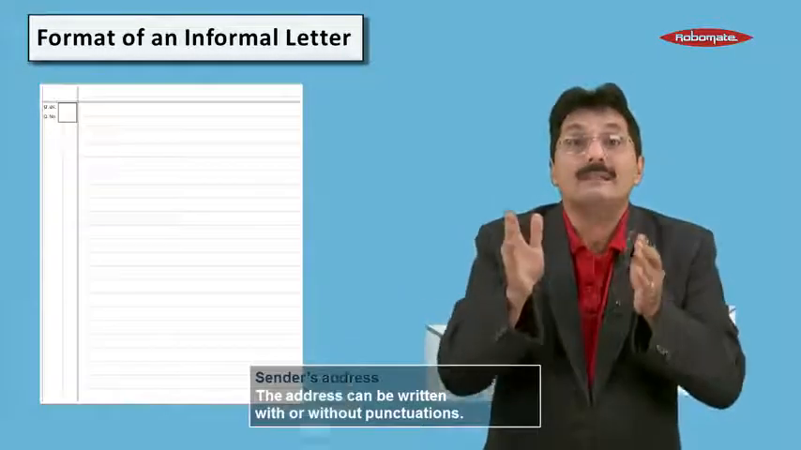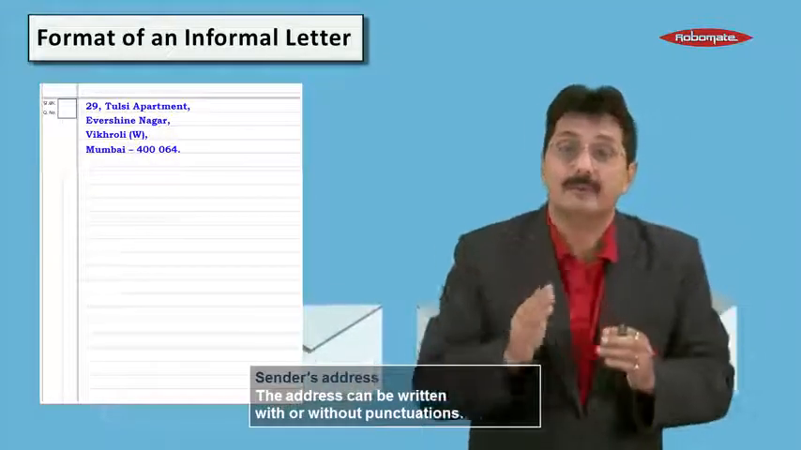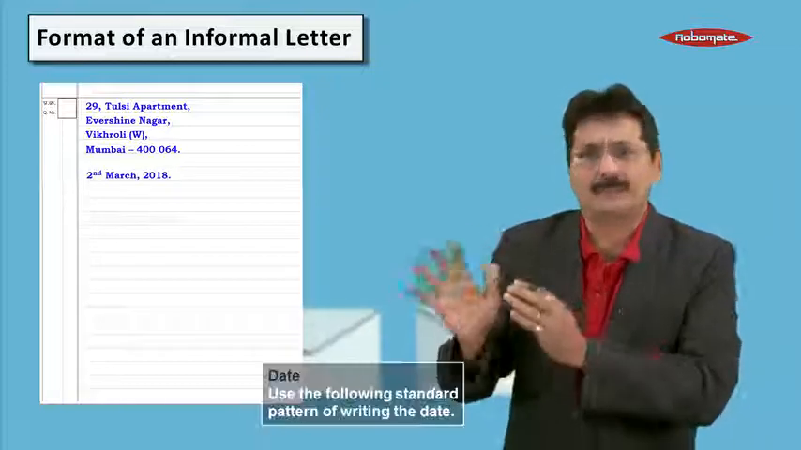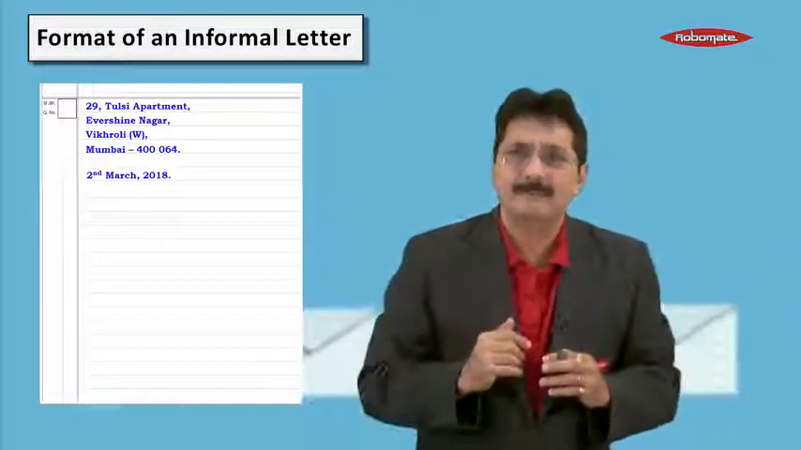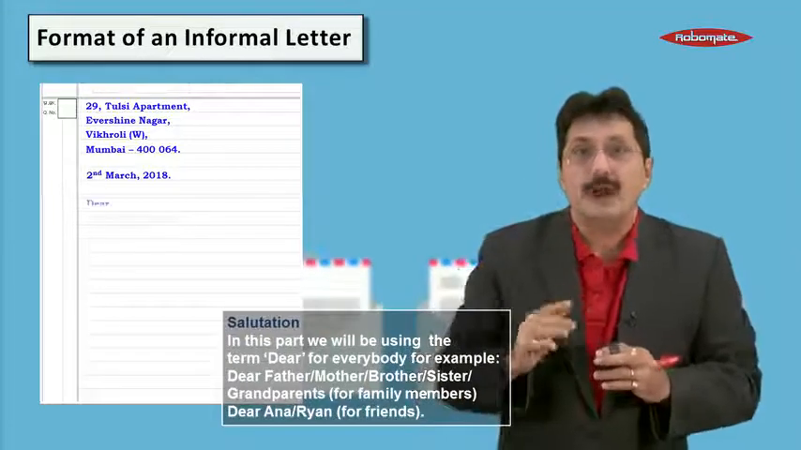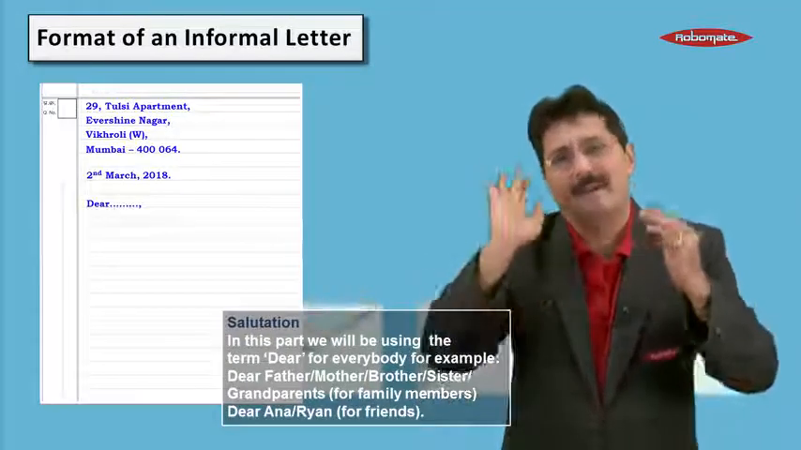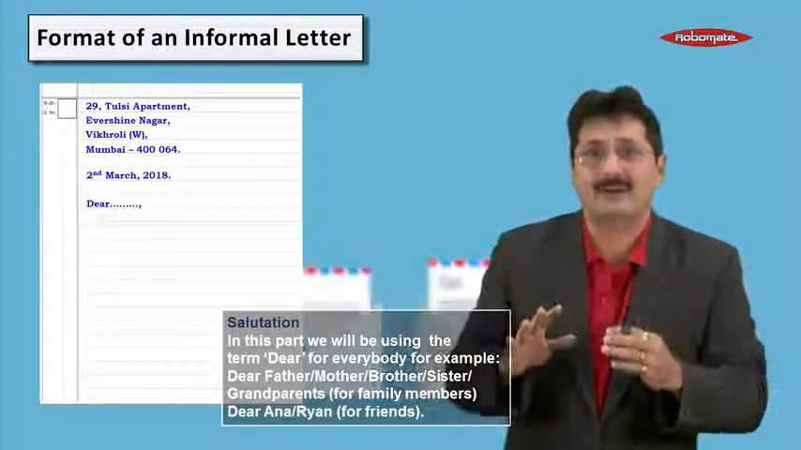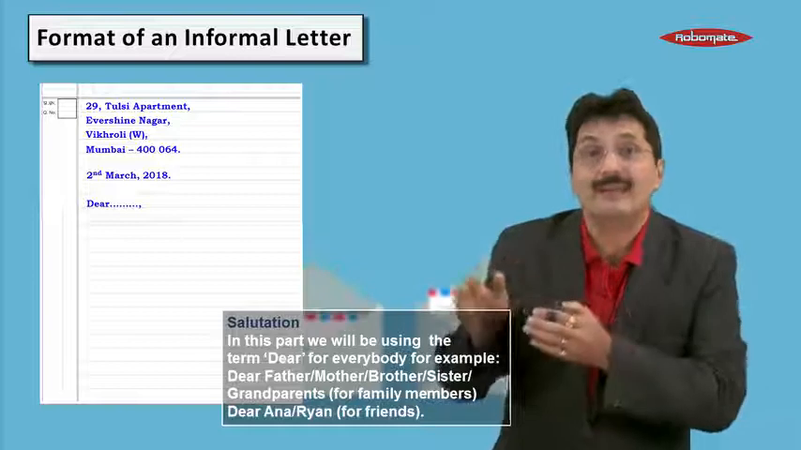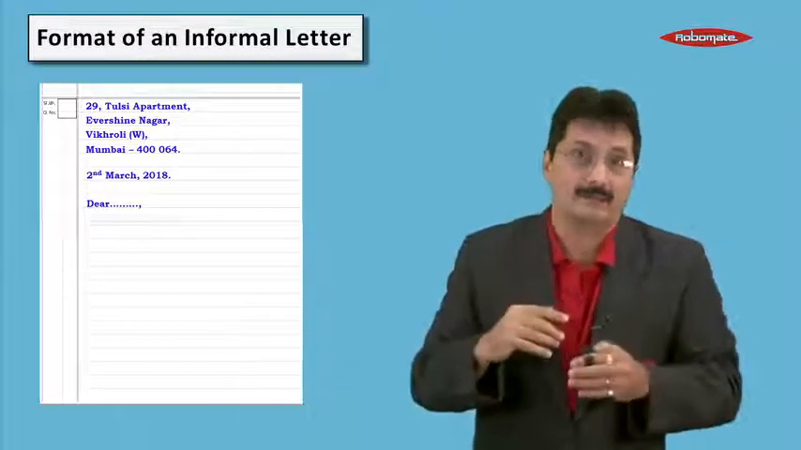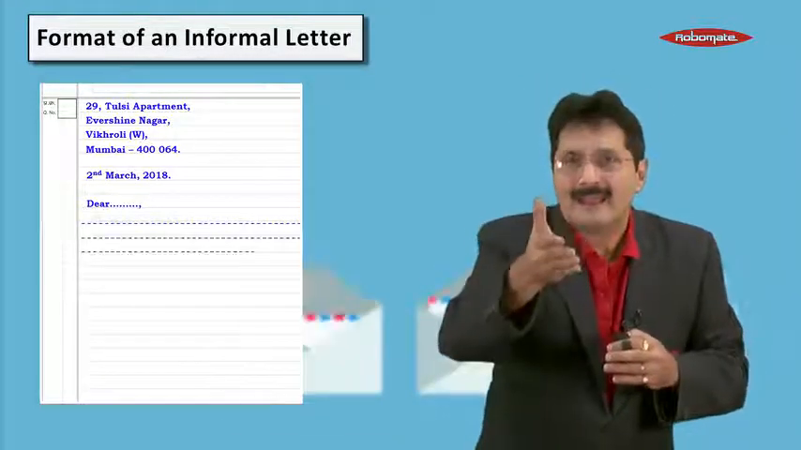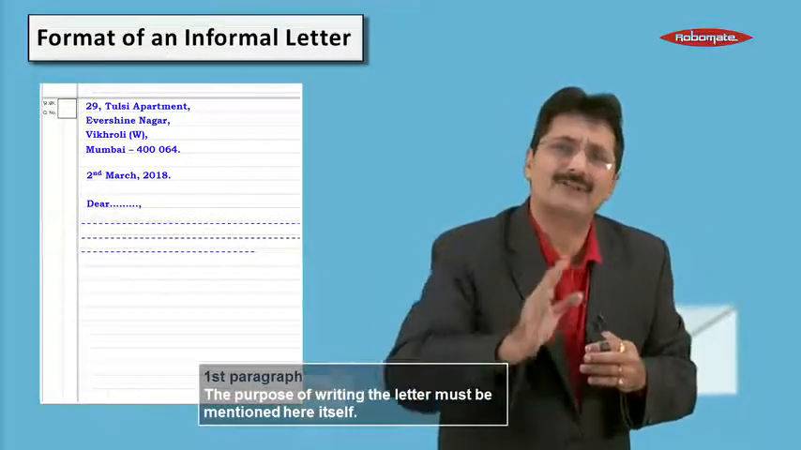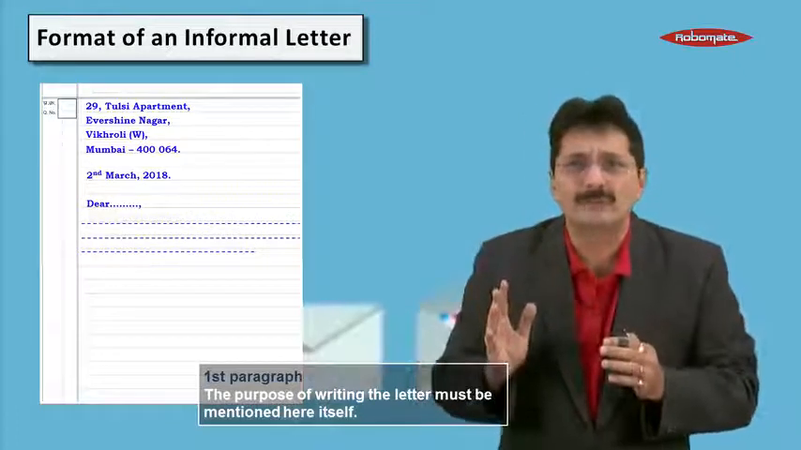Here, only the sender's address is supposed to be written with or without punctuations. Date too will be written as per the formal letter's format. Then for salutation, we will use the word 'dear' for everybody: father, mother, brother, sister, grandmother, grandfather. If it's a friend, write the name, Dear Ryan, for example. In an informal letter, write the purpose of the letter in the first paragraph itself. Do not beat around the bush.